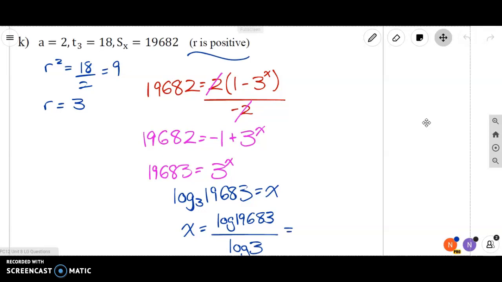Okay, and we should get a value of x equals 9. So that means that our sum is the sum of the first 9 terms. A good check is that you actually ended up with a whole number and not a decimal or a negative number if you're finding the sum of the first x terms.